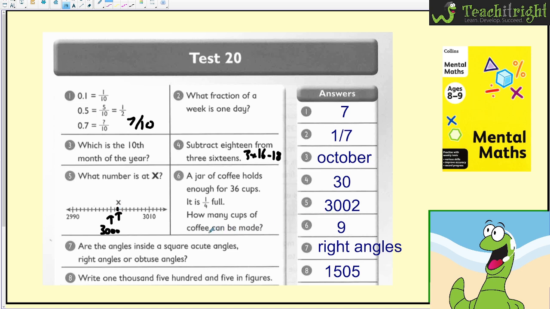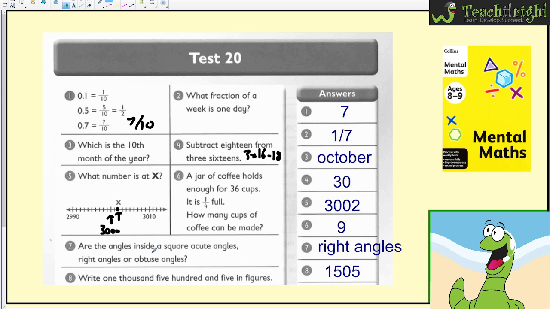A jar of coffee holds enough for 36 cups. It's 1/4 full, therefore how many cups of coffee can be made? Well, this means we've got a quarter of 36, and the way we do a quarter of any amount is to divide by 4. So 36 divided by 4 is 9.